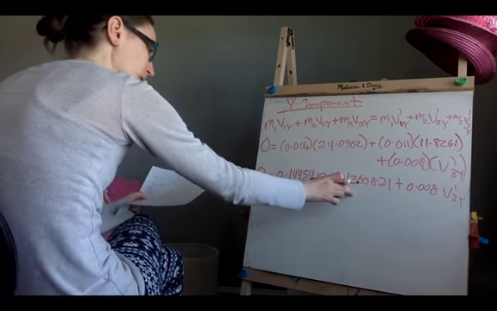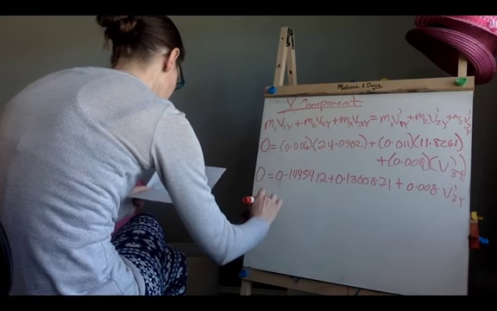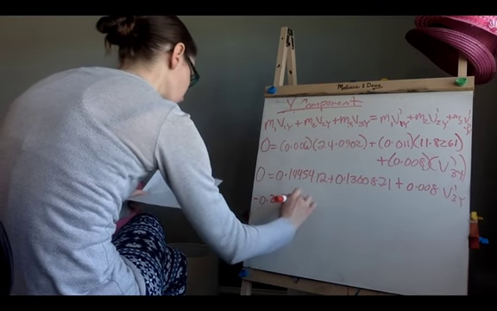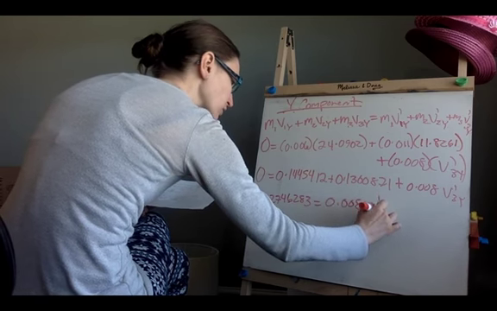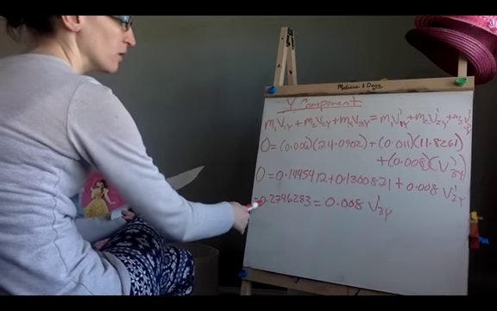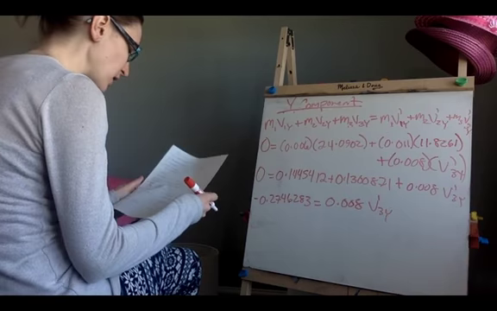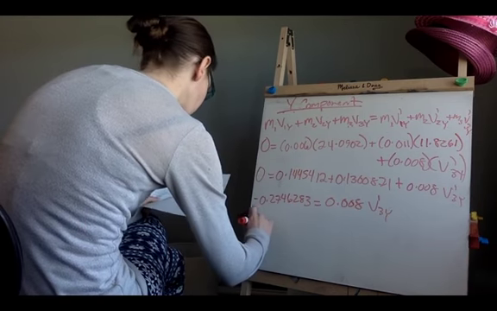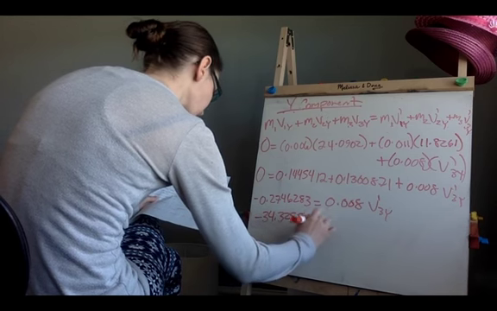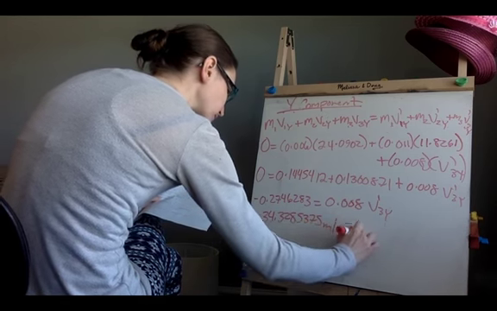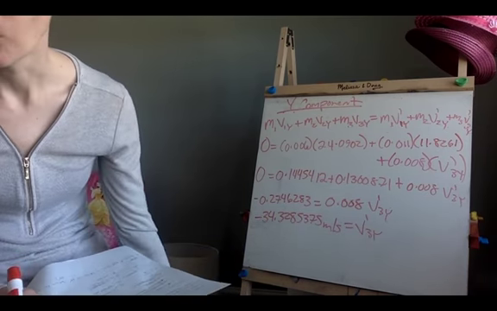Add these together, but then subtract it from both sides. So this gives us a negative value over here of negative 0.2746283, which is equal to the 0.008 times the v prime 3y. Divide the negative 0.2746283 by 0.008, and what we get is a value of negative 34.328537 meters per second, which is the velocity of our third fragment in the y component.